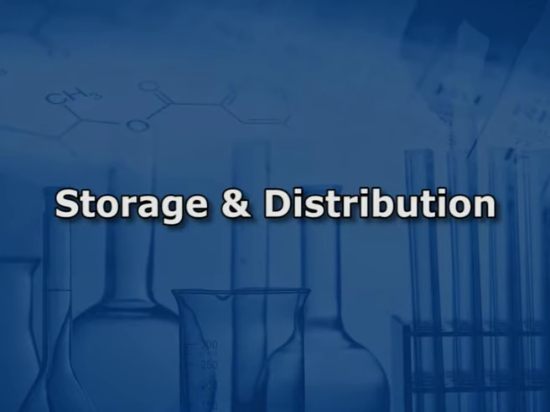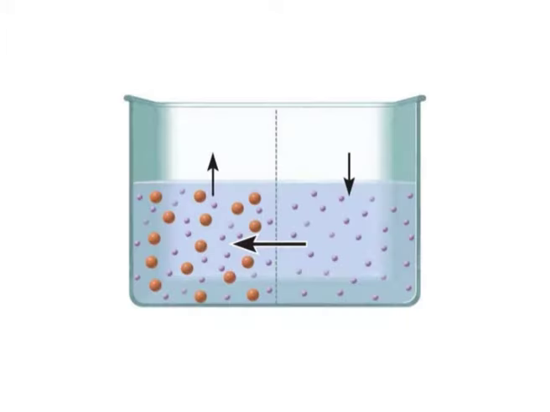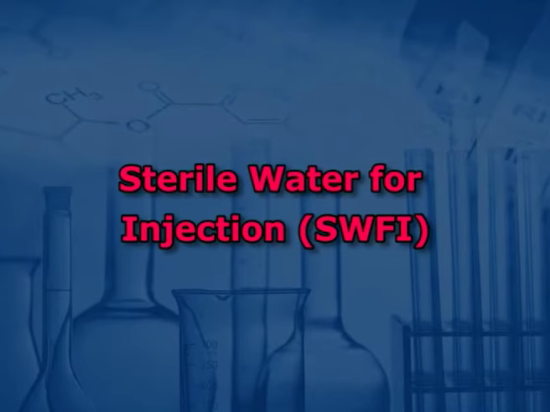Now what about the storage and distribution of water for injection? It is stored in tight containers at temperatures below or above the range in which microbial growth occurs. Normally this temperature is 80 degrees centigrade. It should be used within 24 hours following its collection. The water must be collected in sterile and pyrogen free containers and regularly checked for quality assurance as specified in the official monograph.